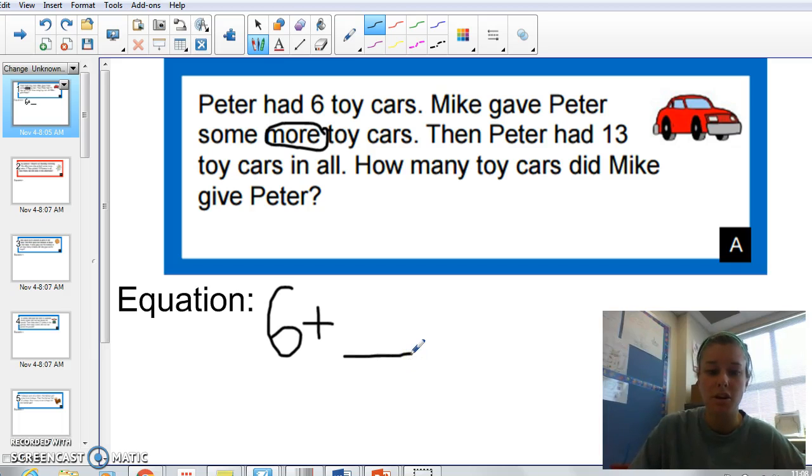Then it says, then Peter had 13 toy cars in all. So "in all" tells me that's how many he has altogether, so that's the answer to my equation. So my equation says 6 plus blank equals 13. Now it says, how many toy cars did Mike give Peter? So now I'm trying to figure out what number goes right here.